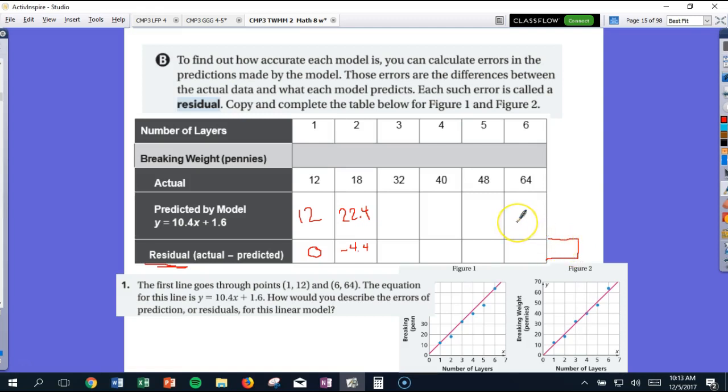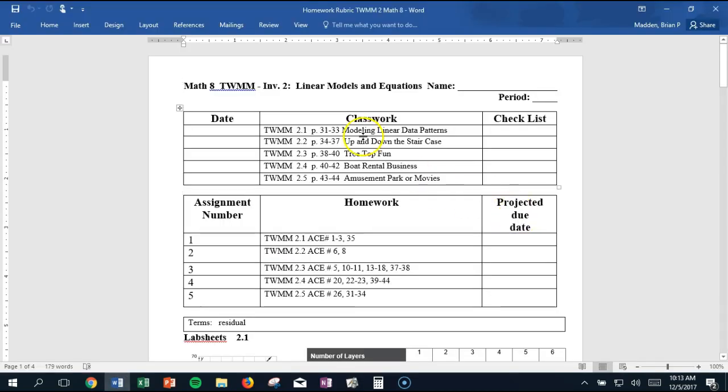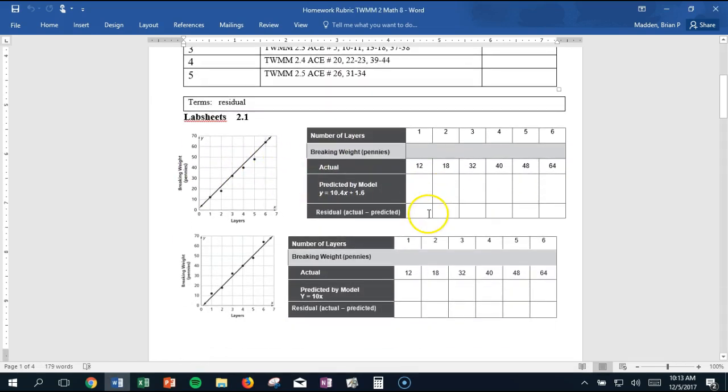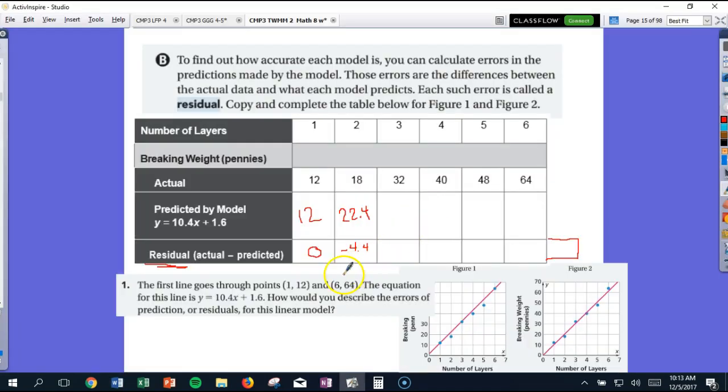Now you may say, oh man, that's a big table to make. No worries. On your homework rubric, I have provided you with the graphs and tables so you don't have to make them yourself. So if you don't have a homework rubric yet, make sure you get that from me.